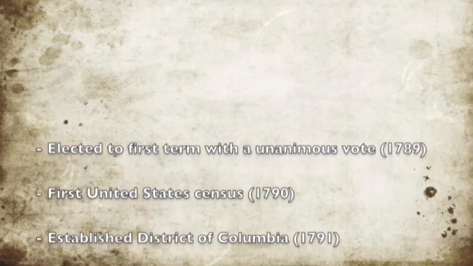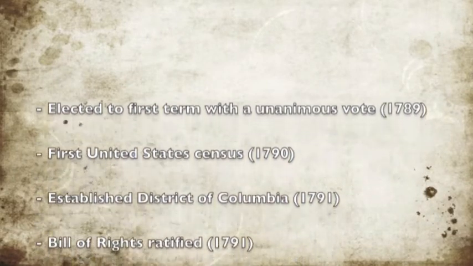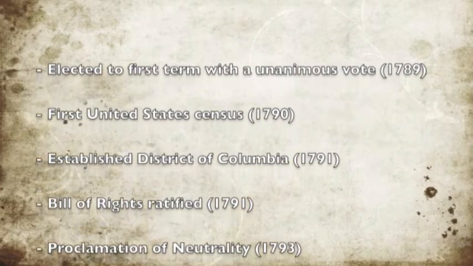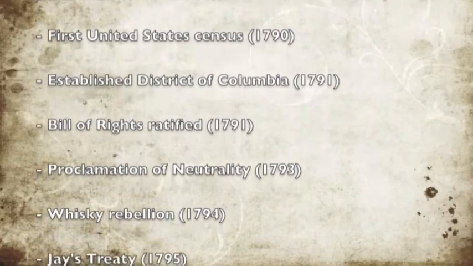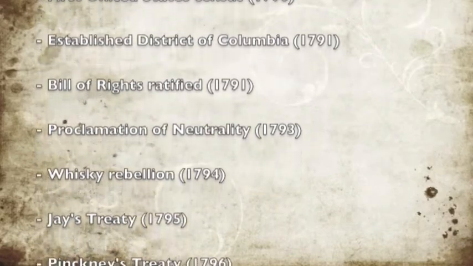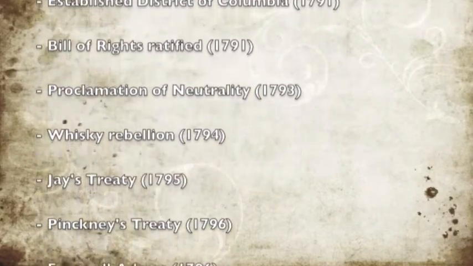The first United States Census was in 1790. Established District of Columbia in 1791. Bill of Rights was ratified in 1791. Proclamation of Neutrality in 1793.